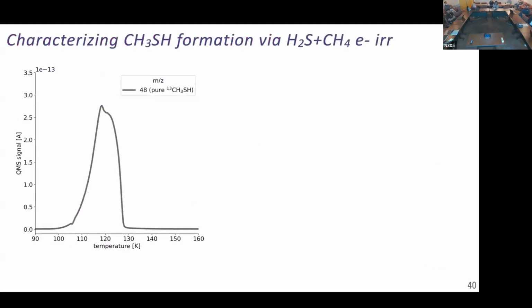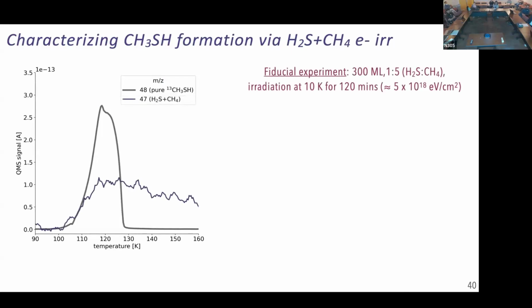And this is just an example of how we characterize these formation pathways. So a fiducial experiment is like 300 monolayers, 1 to 5 of H2S plus methane. You irradiate it. Because I showed you the substrate is corroded pretty badly, our IR data are really horrible, and we can't really quantify based on IR, so we have to quantify based on the TPD.